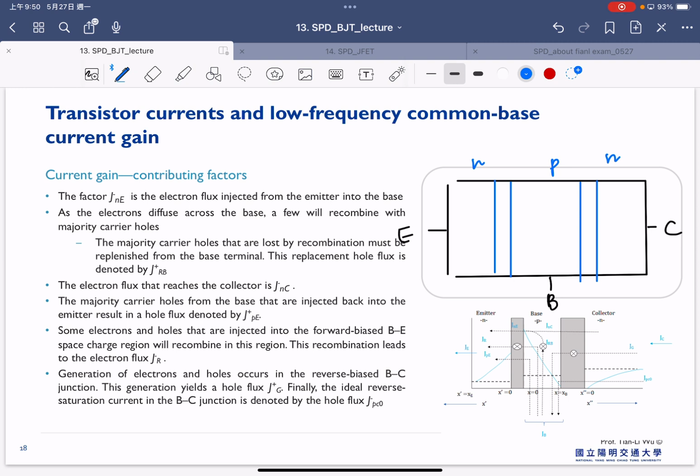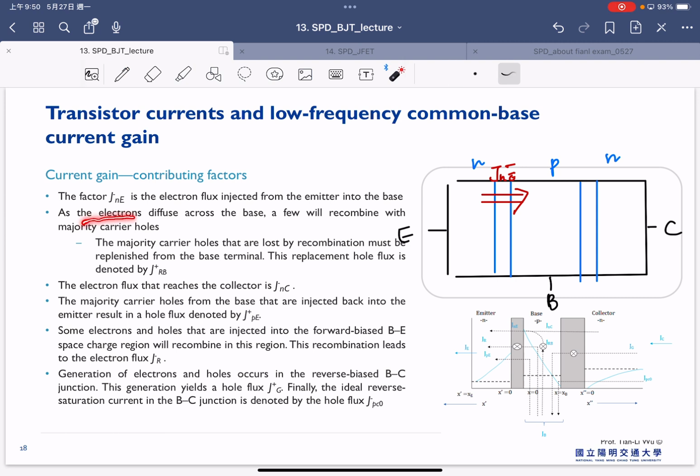Now we will use a similar way to analyze the contributing factors for the current. The first one is JNE plus, the electron flux injected from the emitter into the base region.